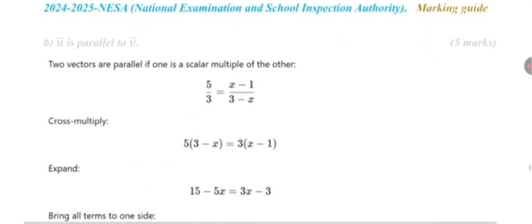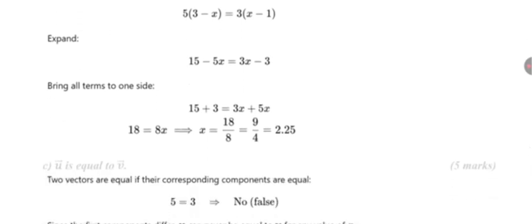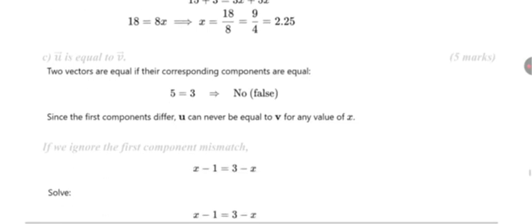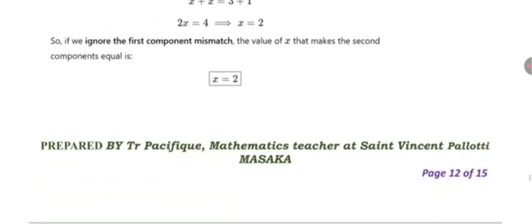And then here there is B: if vector u is parallel to v, then u will be proportional to v. And then you cross multiply, expand, and bring all terms to one side to get the exact answer. And if vector u is equal to v, then you get no solution. And if we ignore the first component mismatch, we have to solve that solution.